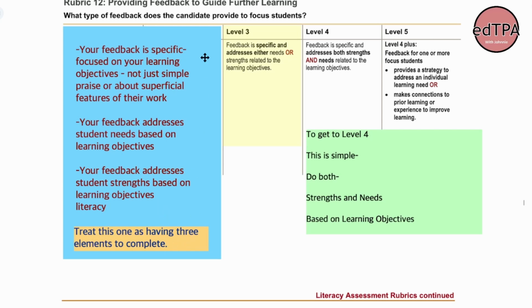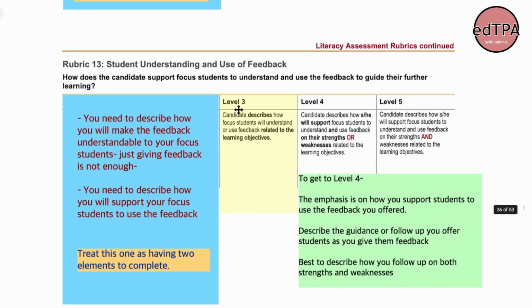Treat this one as having 3 elements to complete to reach level 3. So level 4, just a bit more. And if you do all of these, you'll get to level 4. Feedback is specific and addresses both strengths and needs related to the learning objectives. To get to level 4, this is simple. Do both. Strengths and needs based on learning objectives. Strengths and needs. That takes you to level 4. Let's go to rubric 13.